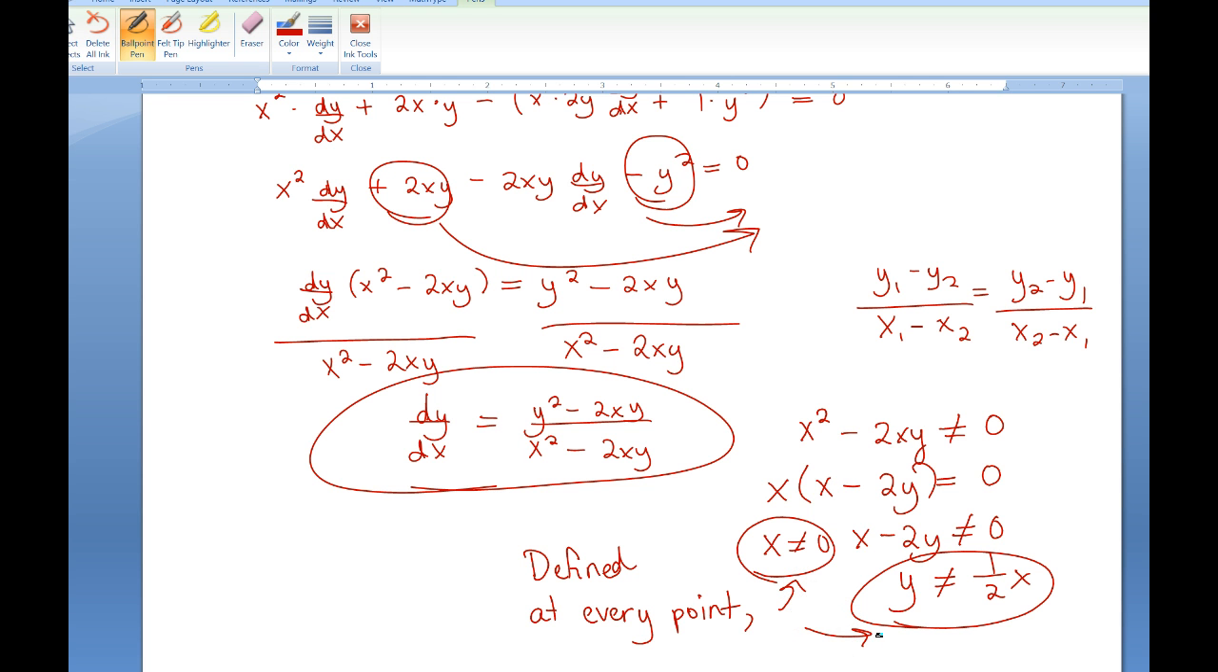If I don't have enough room to write that, because I'm at the bottom of the paper, that's fine. As long as you write x can't be equal to 0 and y can't be equal to 1/2 x, that's good. It's positive 1/2 x, or x over 2. Yeah, okay, it's positive. Okay, does everybody have this? Yeah.